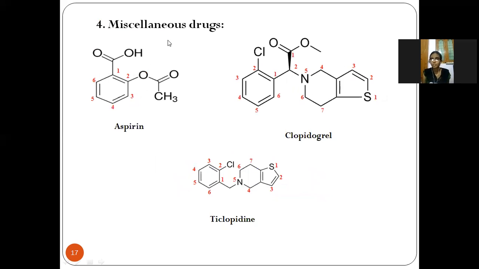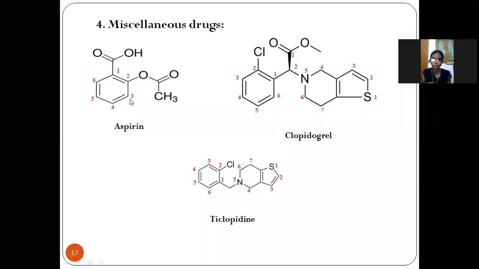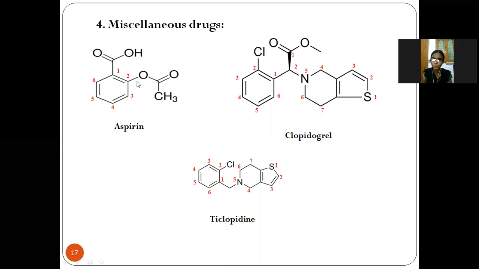Next, miscellaneous drugs. First drug is aspirin. If you see the structure of the aspirin here, this is the benzoic acid. So here in the first position, COOH is there, no? So it is named as the benzoic acid. And in the second position, the acetyl group is there. So it is the structure of the aspirin, that is, a benzoic acid, and in the second position the acetyl group is attached.